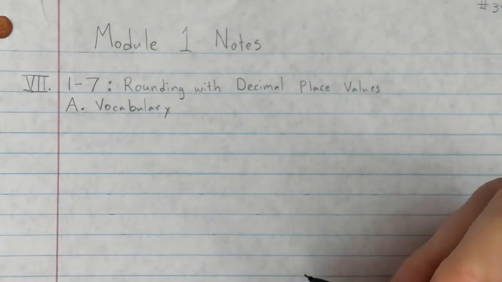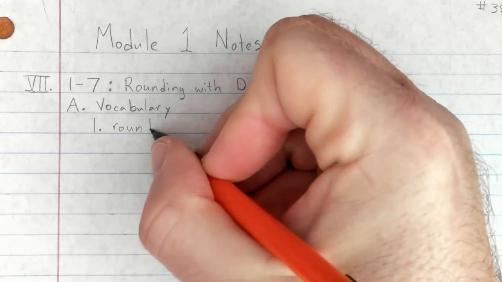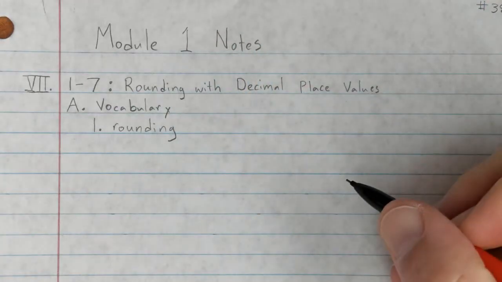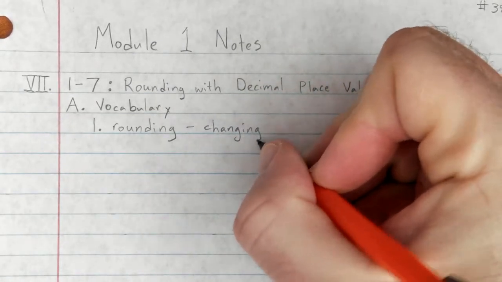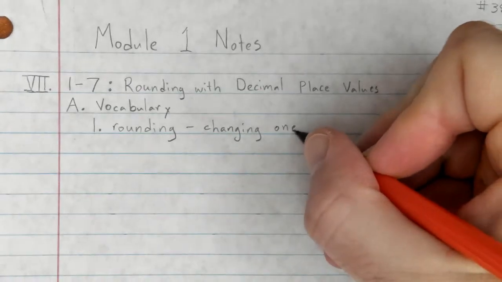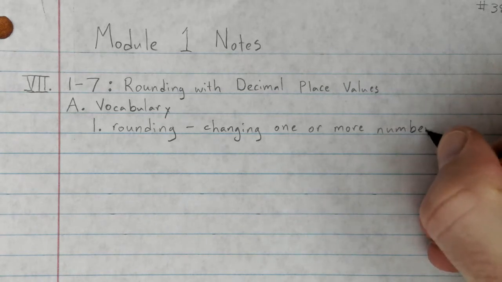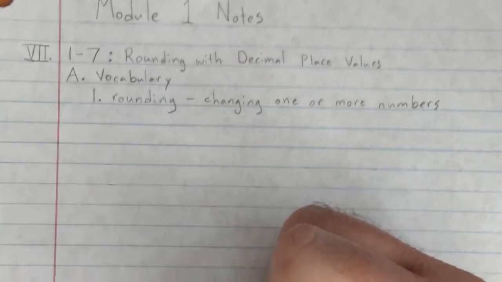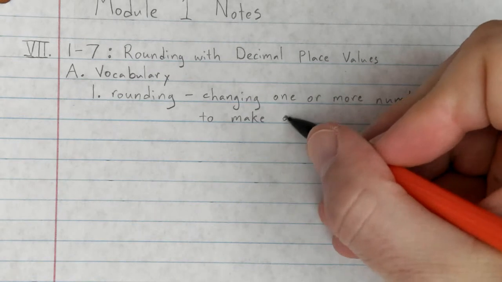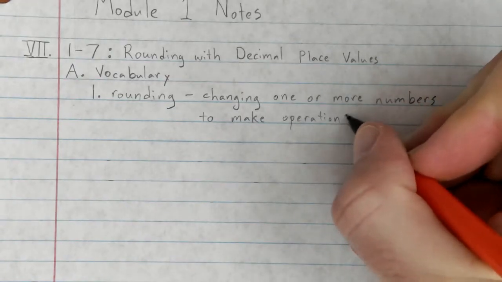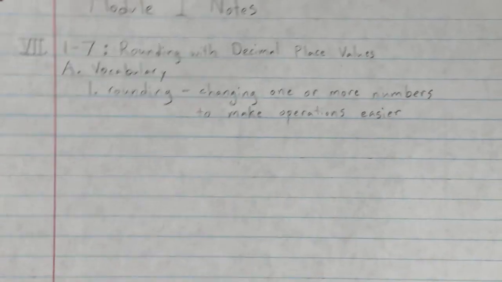Vocabulary. All right, we'll start by talking about what rounding is. Rounding. When we talk about rounding, what we're doing is we're changing one or more numbers to make operations easier. We're changing one or more numbers to make operations easier.